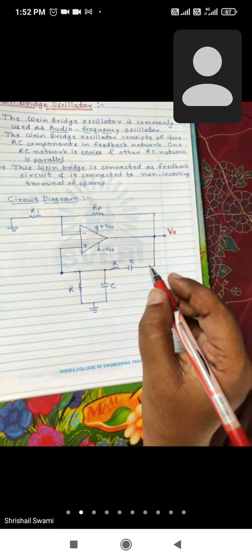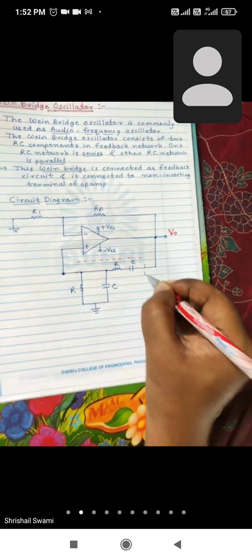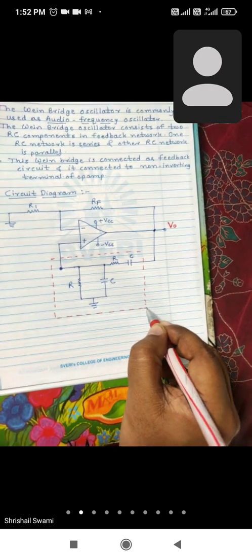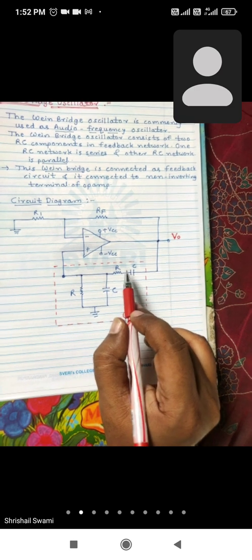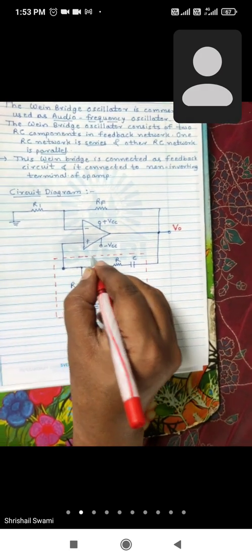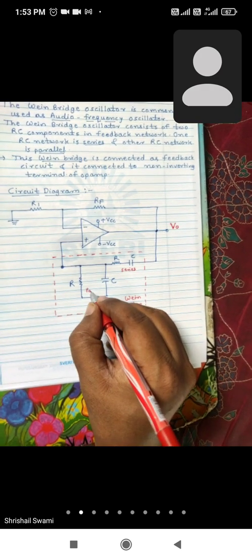So you can call this total bridge, what? Wien bridge, where R and C are connected in series here, and here R and C are connected in parallel. So this total combination is called a Wien bridge. So you can remember what the Wien bridge is here. This is series and this is parallel.